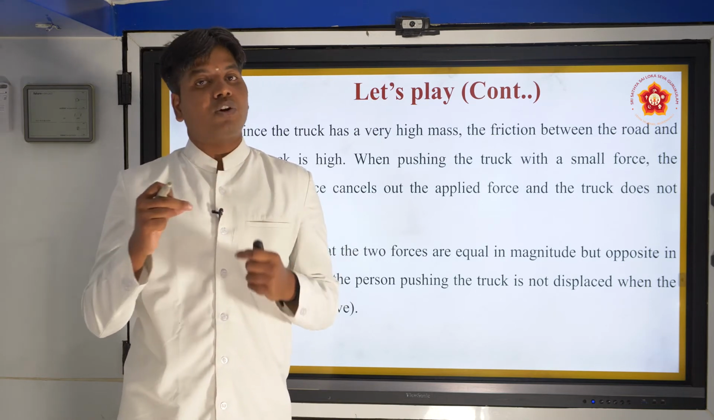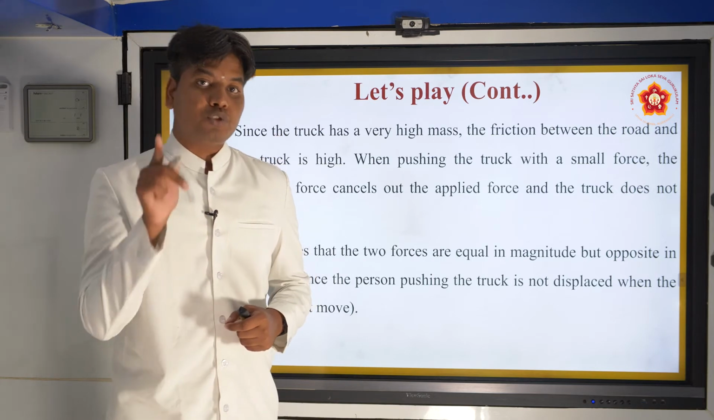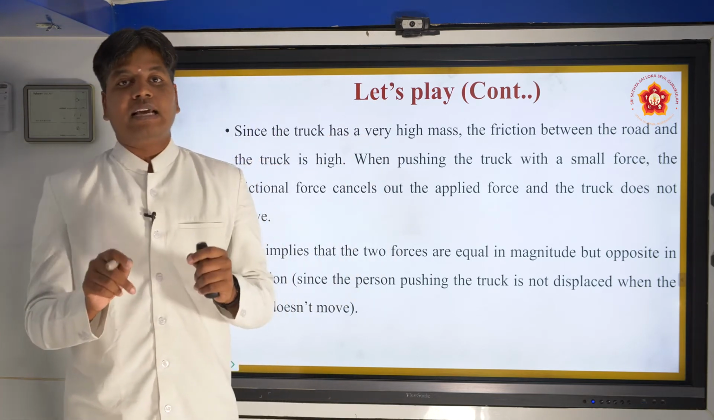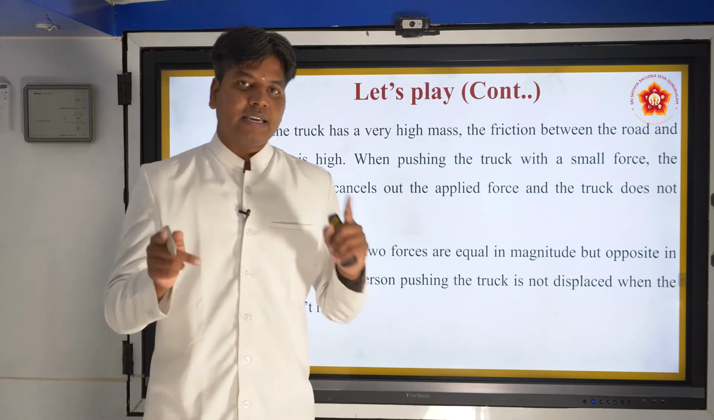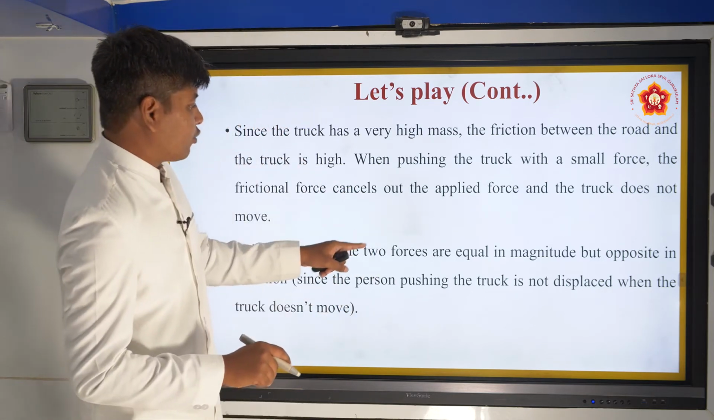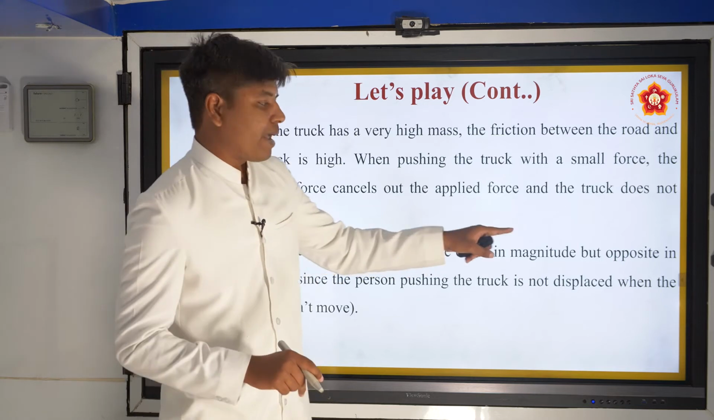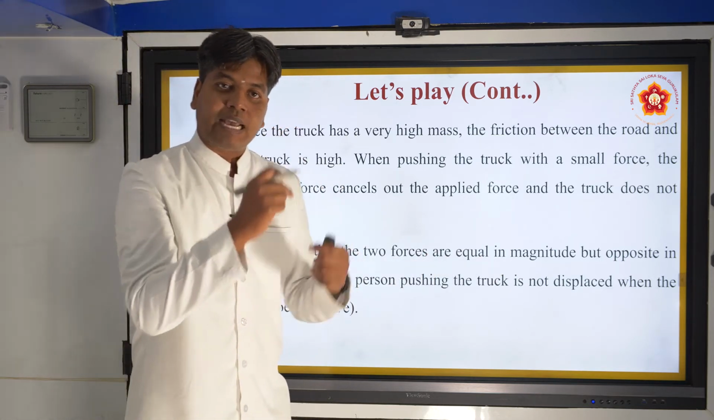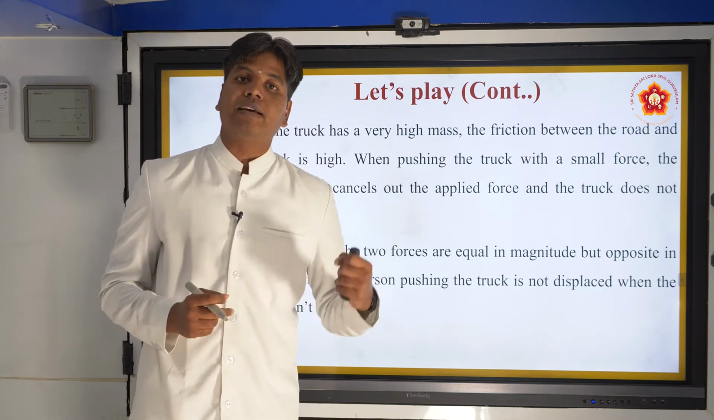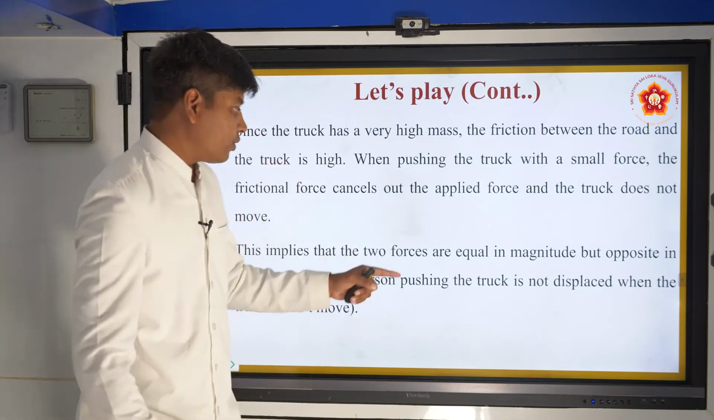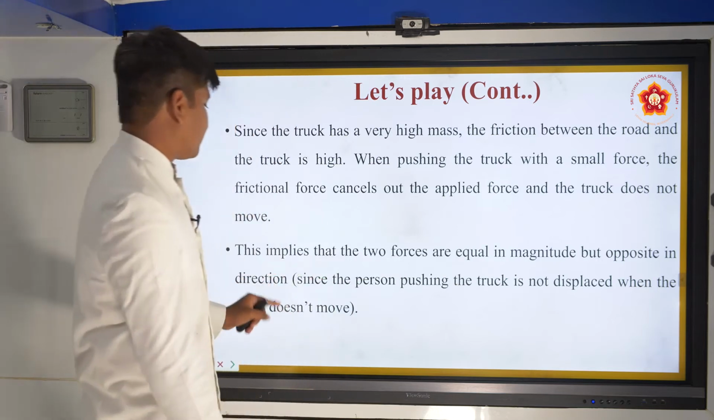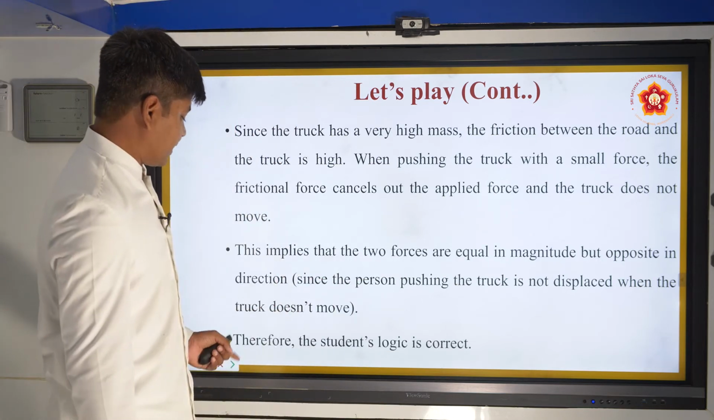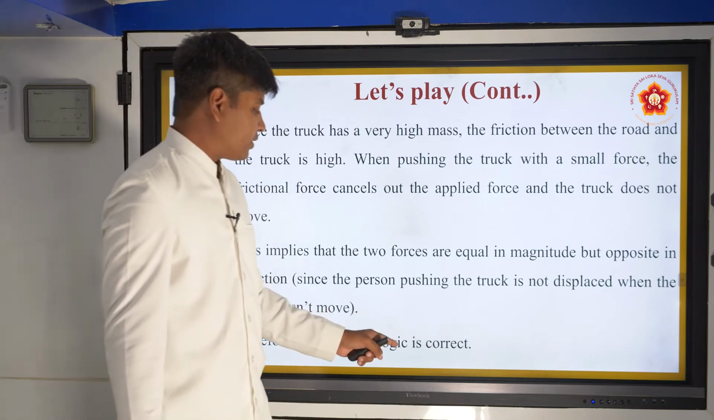Hence the student's logic is correct. If the student tells that action and reaction forces are cancelling each other, then his logic is wrong. Here he just mentioned that two forces are equal in magnitude. What are the two forces here? The force with which he applied and the frictional force which is offered by the ground. So equal in magnitude but opposite in direction. That's why you can say that the student's logic is right.